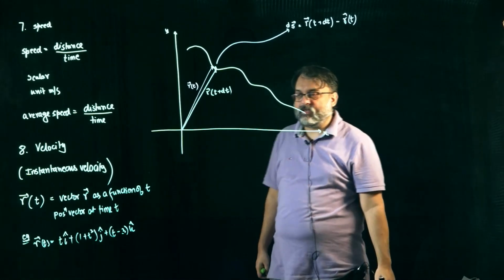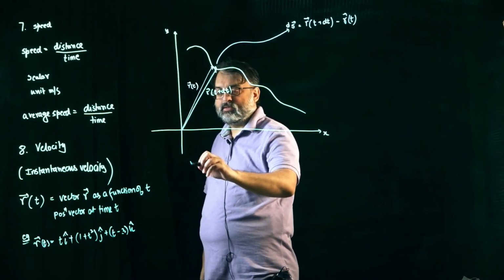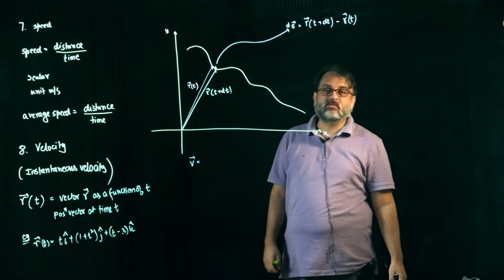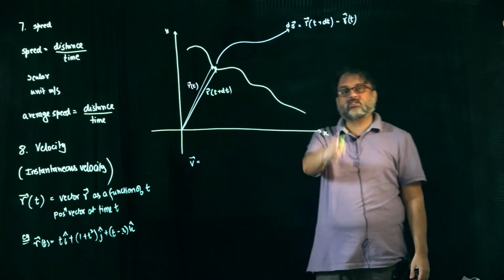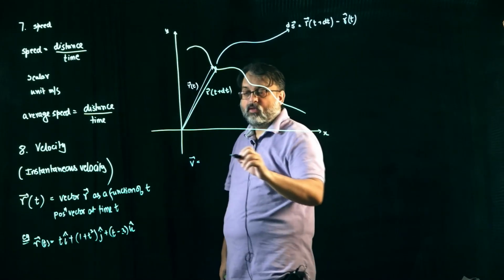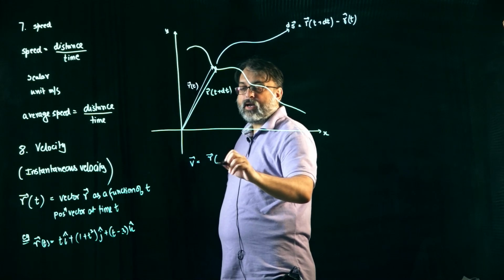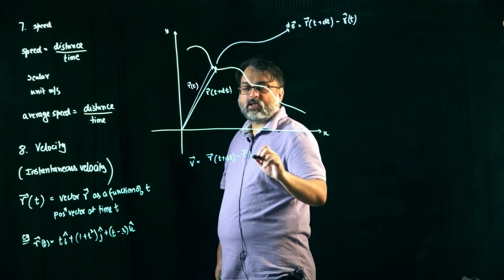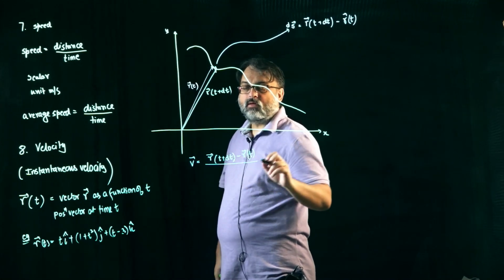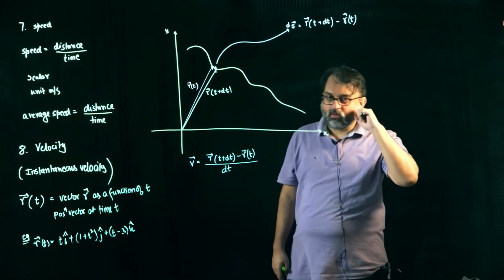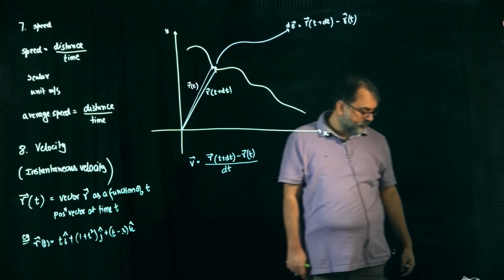And we define velocity, instantaneous velocity, as this displacement divided by the time in which this displacement has occurred. So r at t plus dt minus r at t divided by dt. Okay?